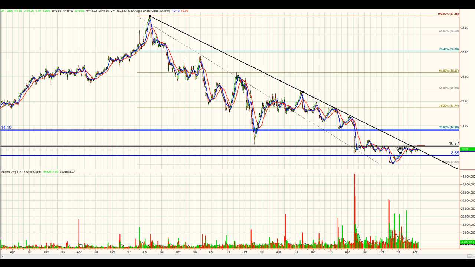One of the things that it started to do over the last 3 to 4 months, it started to build a nice little top. So we put a line there at 10.77. So that'll help us when we try and determine an entry price.